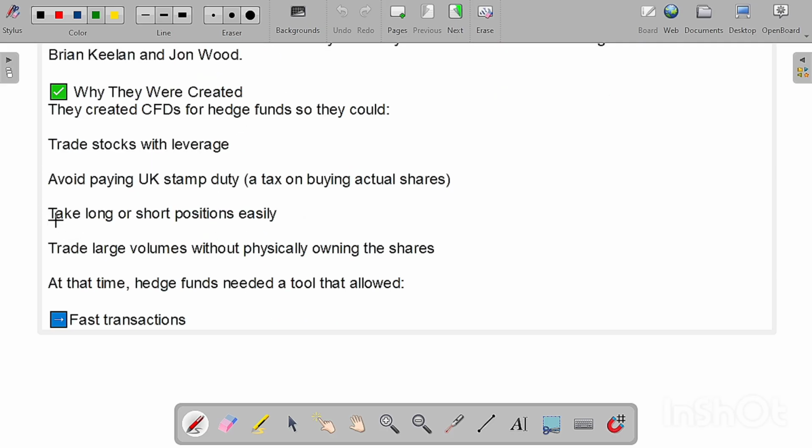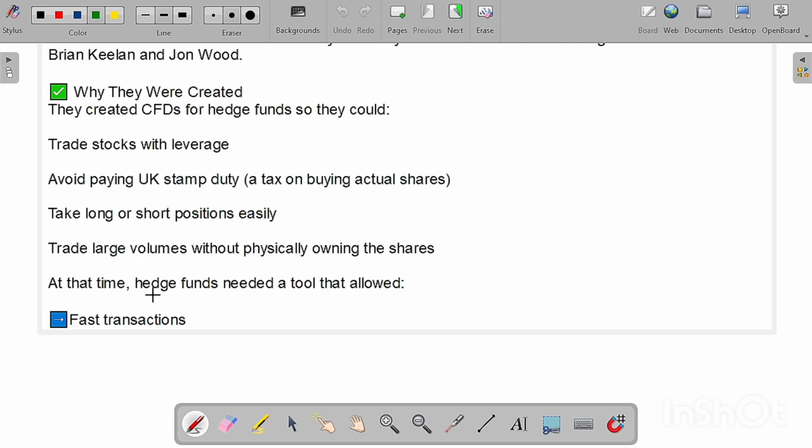We learn here that you can take a long or short position easily. It helps so much when you are taking any kind of position. Another thing is that you could trade large volumes of shares without physically owning them. So that's why it was so important.